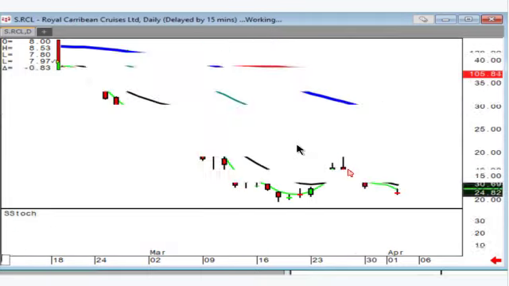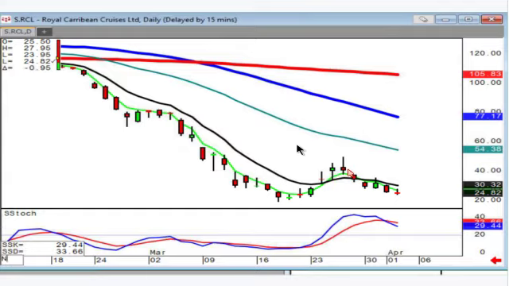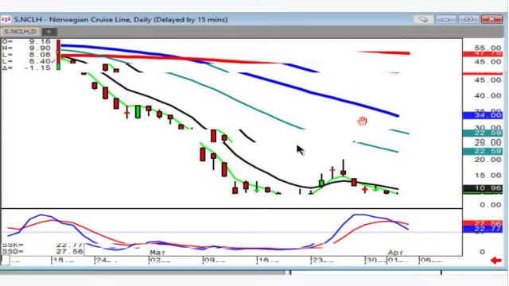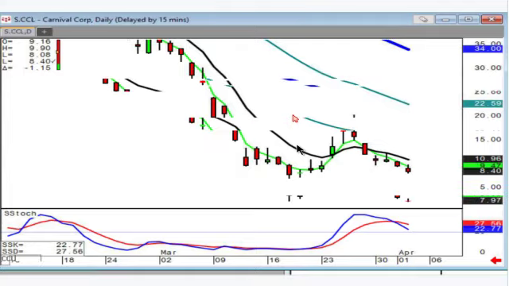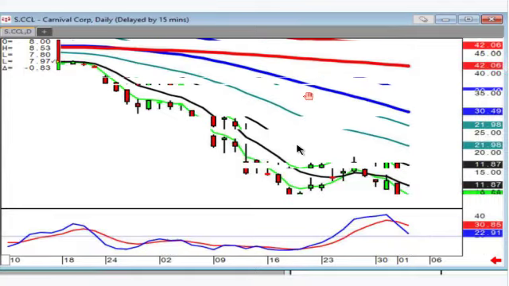Royal Caribbean, same scenario. And look at your shooting star, your doji, your gap down on Norwegian Cruise Lines, and look at your stochastics heading back down. If they break this level, they could be going lower. So you got Carnival that's going south.